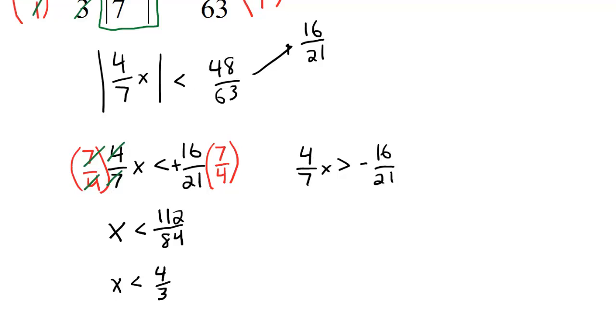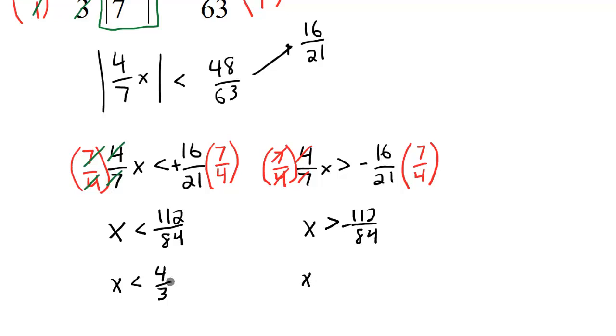On this side we do the exact same thing. We're going to multiply by the reciprocal again. So 7/7 goes away, 4/4 goes away, and then we multiply this side by the same thing. We're left with x is greater than, and then 16 times 7, like we know over here, is 112. 21 times 4 is 84. That's negative. And then just like over here, we know that 112 over 84 reduces to be 4/3. So there's our other inequality.